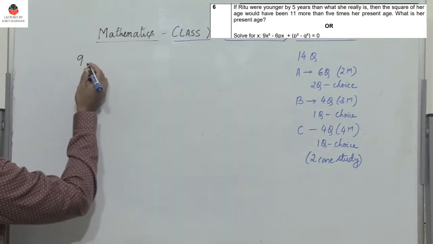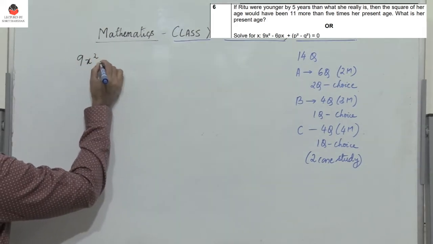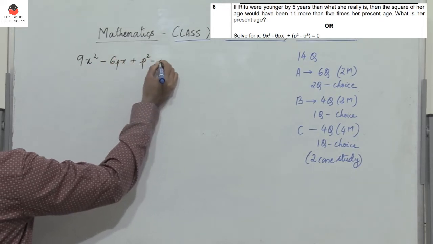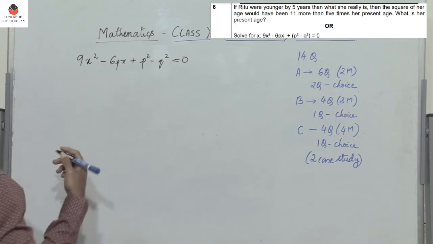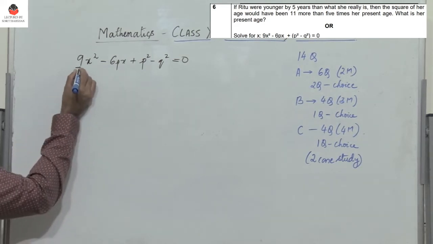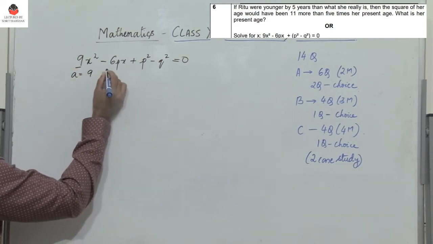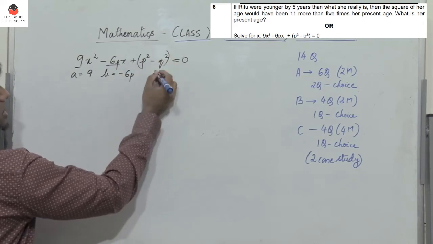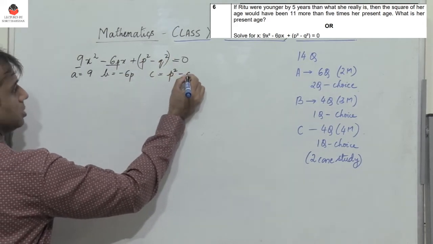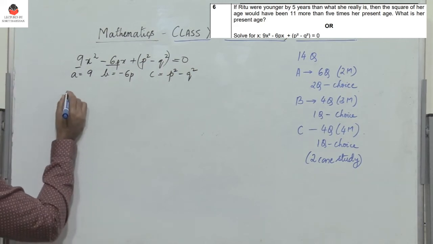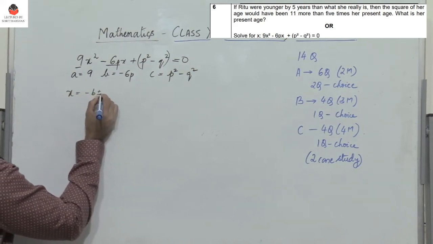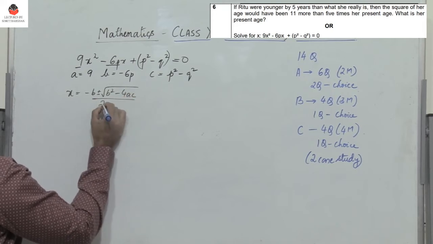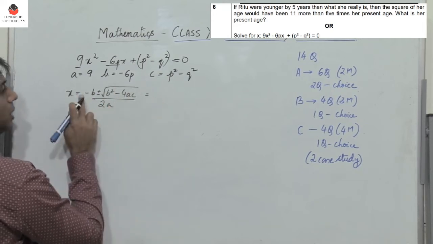You have an internal choice for question 6. So we need to solve 9x square minus 6px plus p square minus q square equals 0. So very easy. Coefficient of x square is a. So a is 9. B is coefficient of x, which is minus 6p, and c equals p square minus q square. So we know the expression x equals minus b plus or minus root of b square minus 4ac divided by 2a. So let me just substitute minus b.